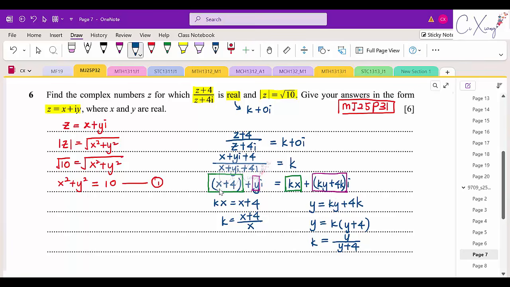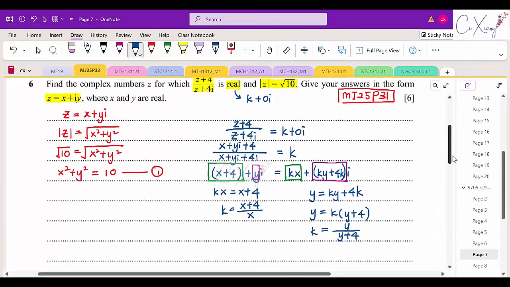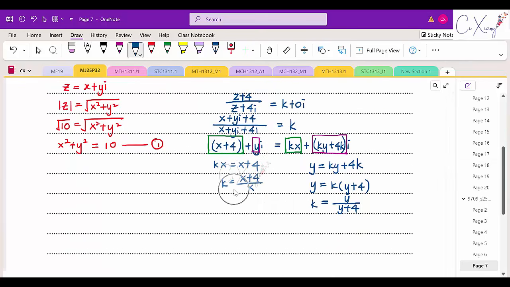When I compare the real part with the real part, and the imaginary part with the imaginary part, I get a common k in both equations, right? So it also means that x plus 4 divided by x equals y over y plus 4, because k should be equal to k, right? So this is what I get. Then I try to simplify this equation.